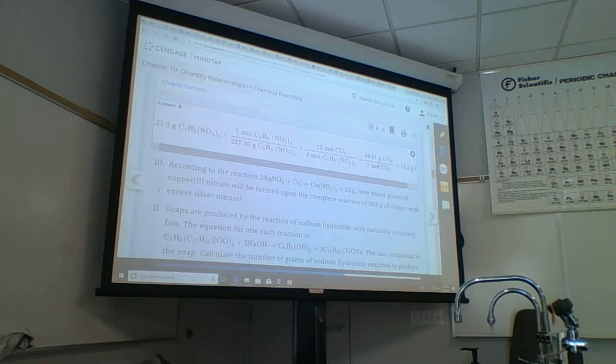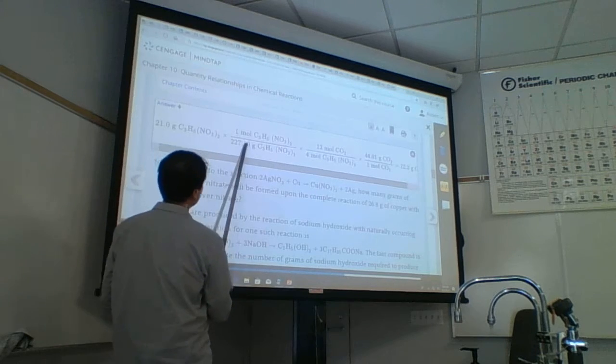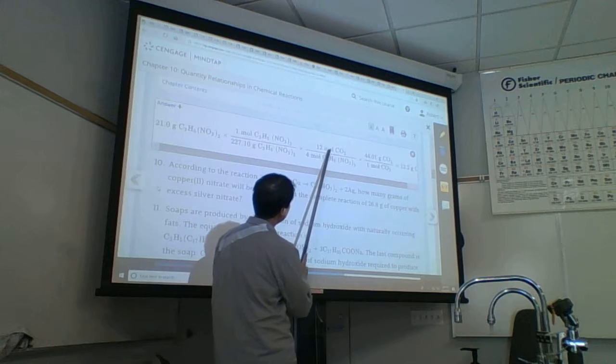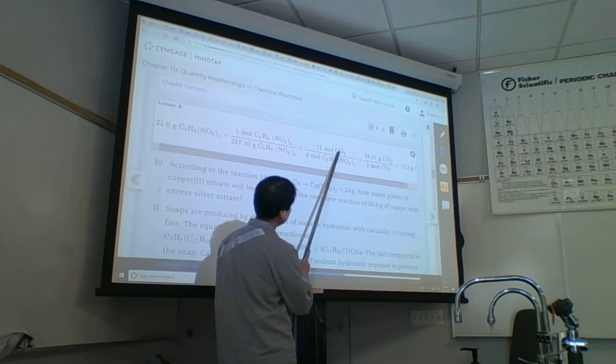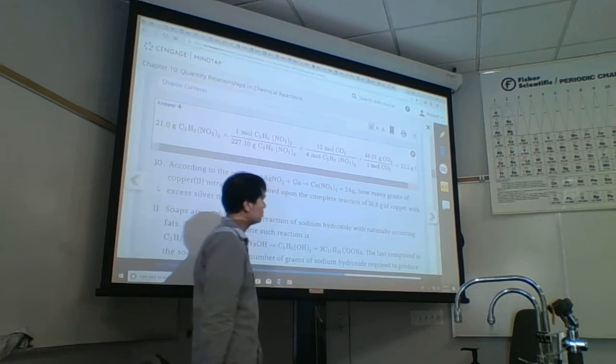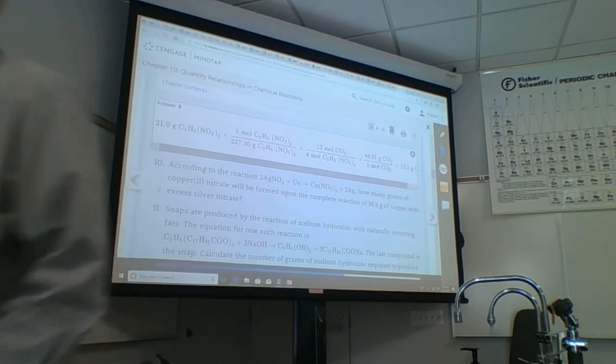And so this is a typical stoichiometry setup. Grams of nitroglycerin, and then we need the molar mass to convert it to moles. Then we need the mole ratio from the balanced chemical equation to convert to moles of CO2. And then we need the molar mass of CO2 to convert to grams. 12.2 grams of CO2 here.